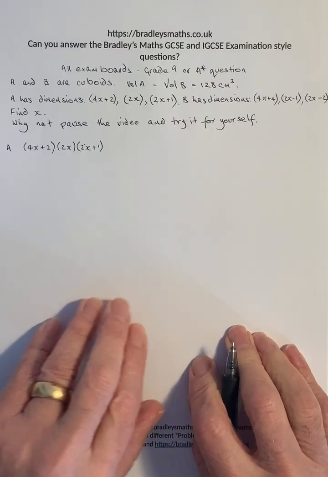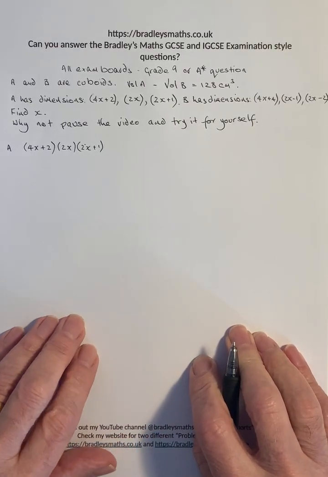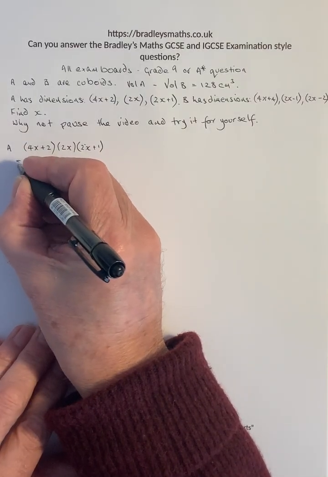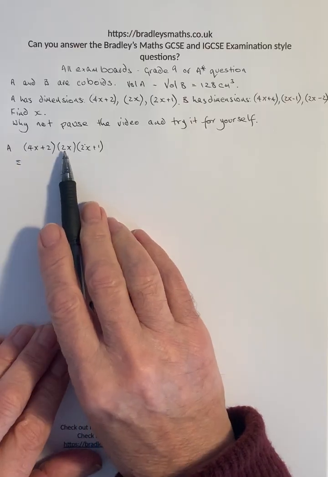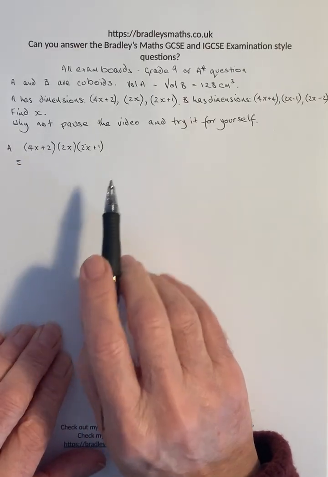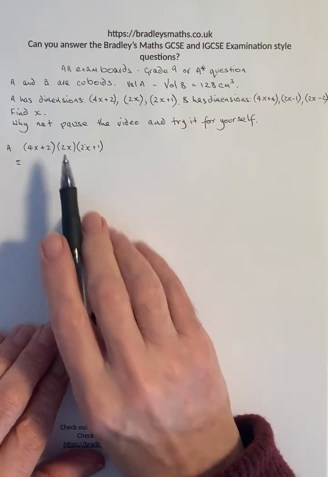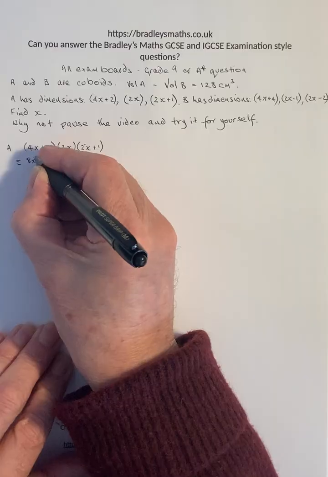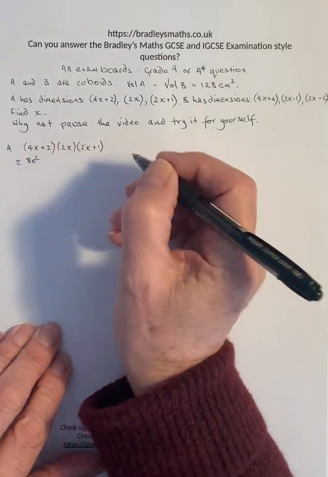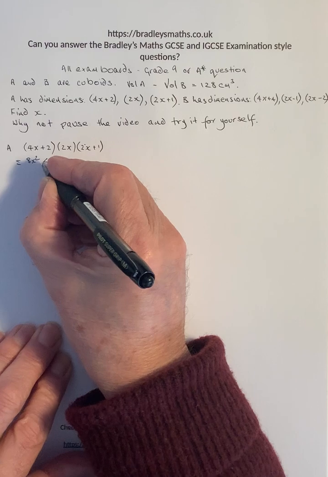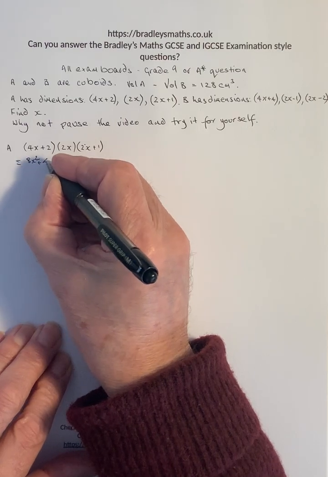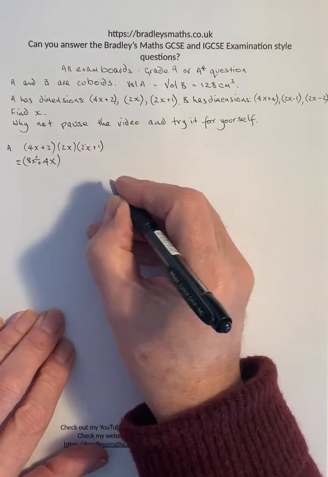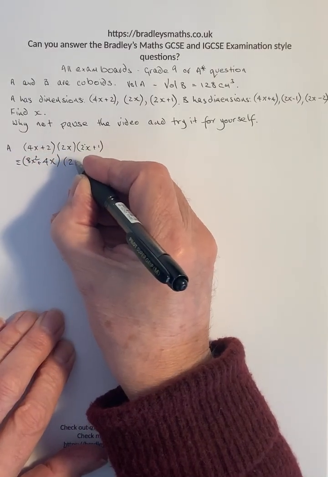We can't multiply out 3 brackets just like that because we are linear processors. So what we have to do is multiply out 2 brackets and then multiply whatever we get by the third. So we'll multiply out 4x plus 2 times 2x. 2x times 4x is 8x squared. 2x times 2 is plus 4x. And we're going to multiply that by 2x plus 1.